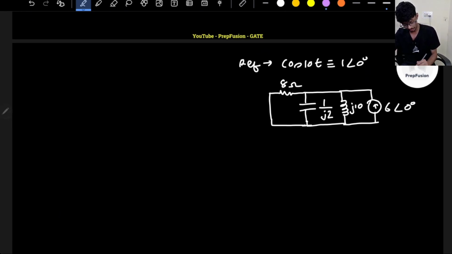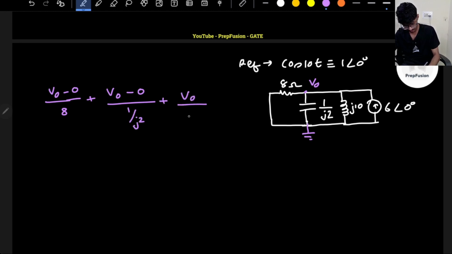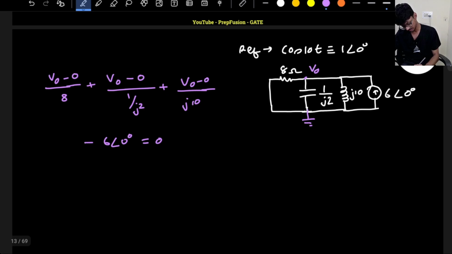Now we have to calculate VO, right? Again I will apply KCL. So this will be VO minus 0 by 8, because this is grounded, plus VO minus 0 by 1 by j2, plus VO by j10 minus the incoming current 6 angle 0, minus 0 by j10, equals 0. So this will be rather simple. This is just like a parallel circuit, right?